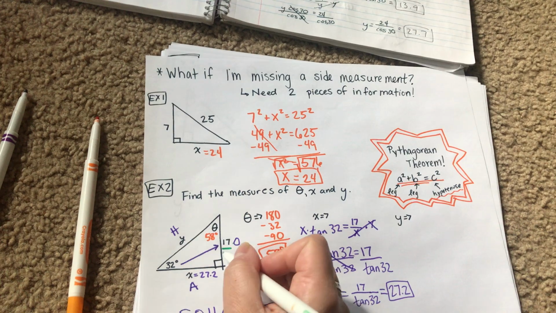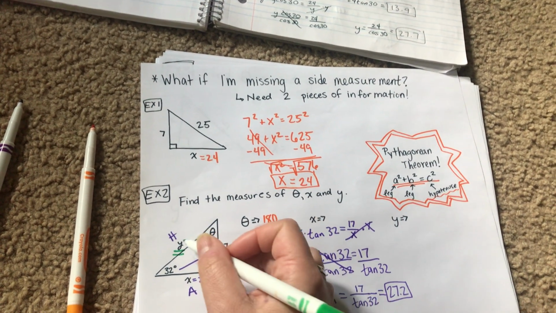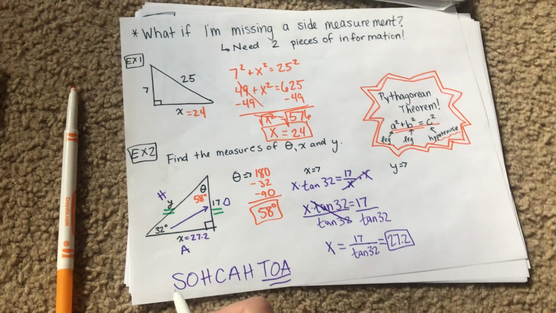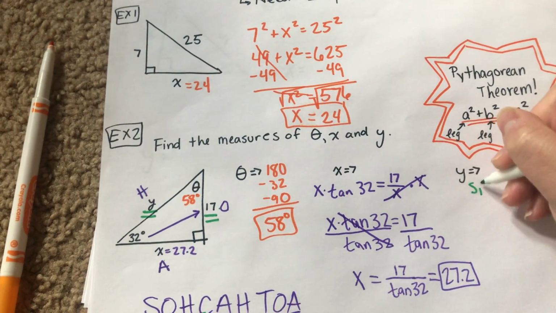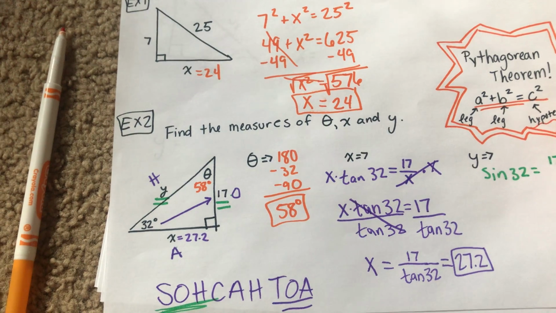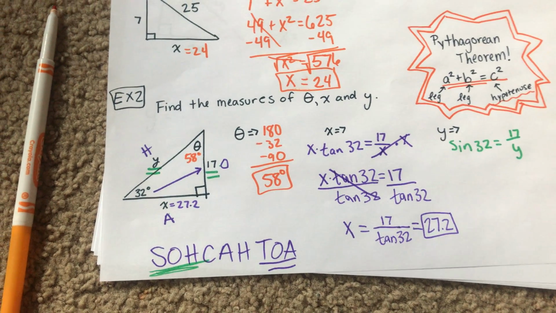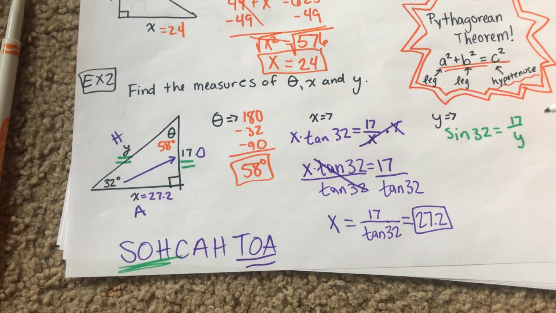But in this case, I'm looking at my 17 and I'm looking at my y as opposite and hypotenuse. So if I look down here and I want to look at my opposite and hypotenuse, that has to do with sine. So I'm going to use the sine of 32 equals opposite over hypotenuse. And now it's the same concept as what we just did with solving for x, except we have a y in the denominator this time.